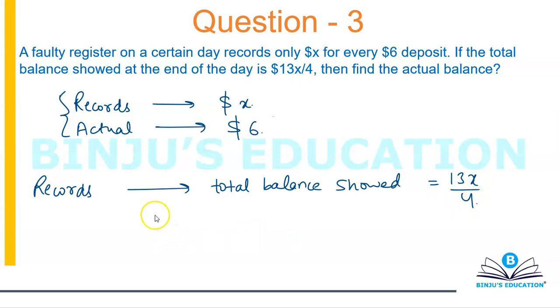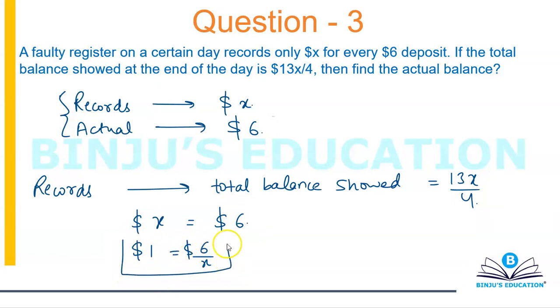Now, if x dollars represents $6, then I can say that $1 would represent 6 by x dollars. Basically dividing both sides by x. So if x dollars represent $6 in deposit, then $1 would represent 6 by x dollars. Now the balance showed is 13x by 4. We need to find the actual balance.